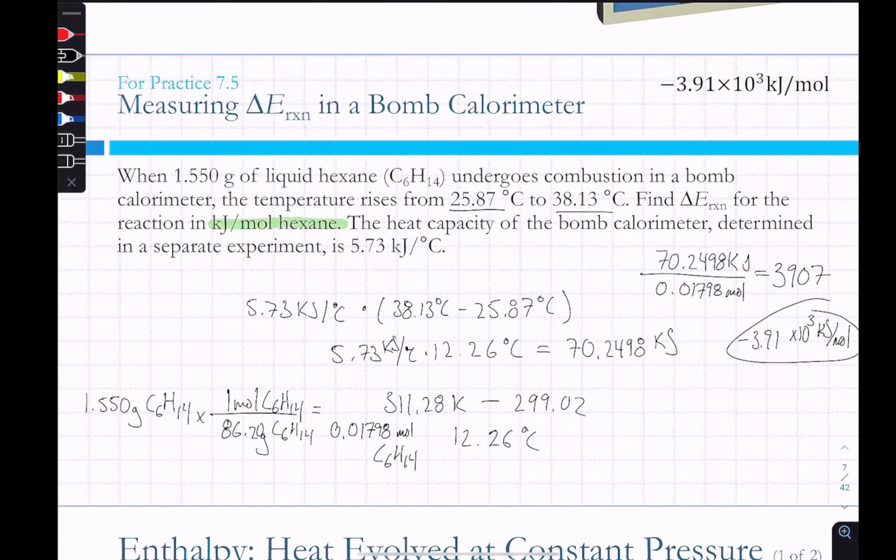If it was positive, that means that the temperature of the water would have decreased. So always think of it from the perspective of the system, the reaction. In this case, yeah, it increased. All right. So that's the bomb calorimeter.